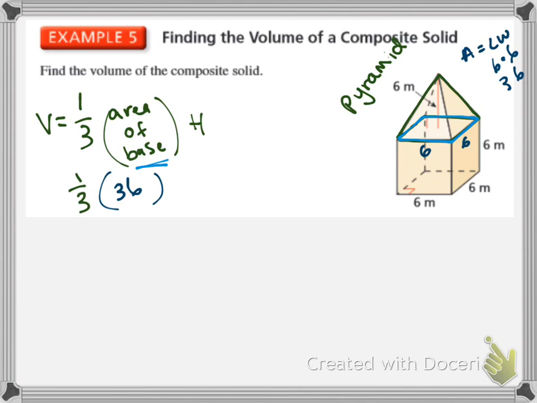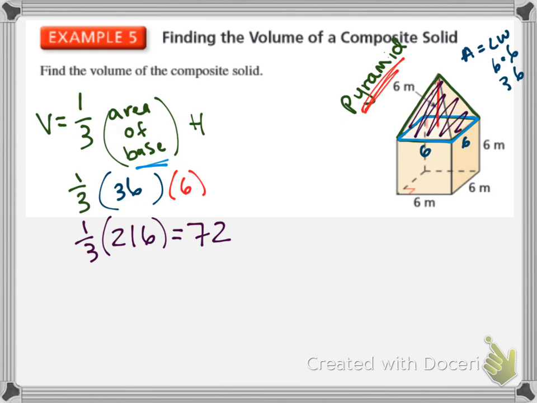And then the height, it's the height of the pyramid itself. Because remember, we're finding the volume of the pyramid. So the height is 6. I'm going to multiply 36 times 6, which is 216. Multiply by 1/3, and that is 72. So the volume of the top is 72. Now we're going to find the volume of the bottom, and then we're going to add them together.